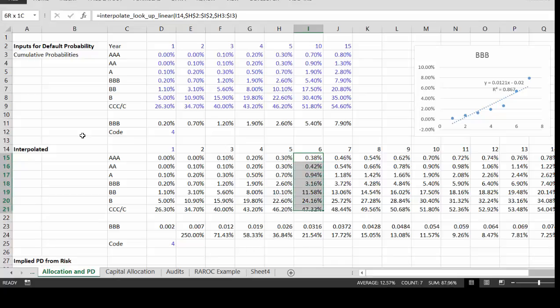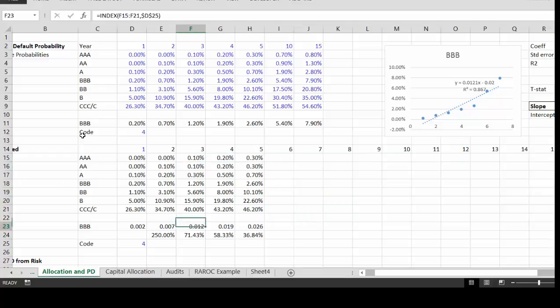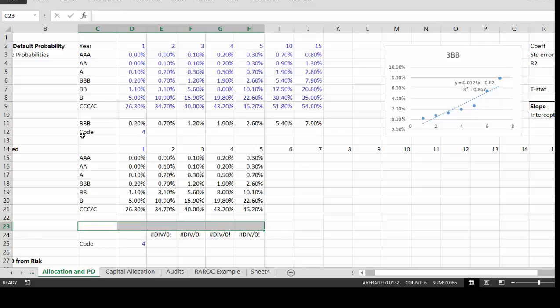Oh, there's the dog again. Okay, I'm going to redo what I did here. Okay, we have another code number.